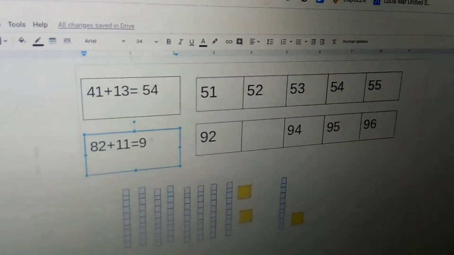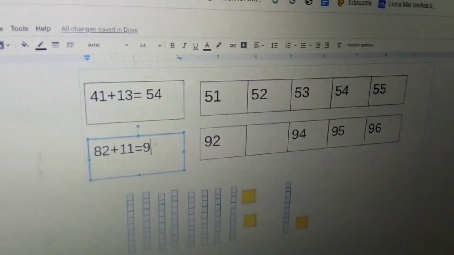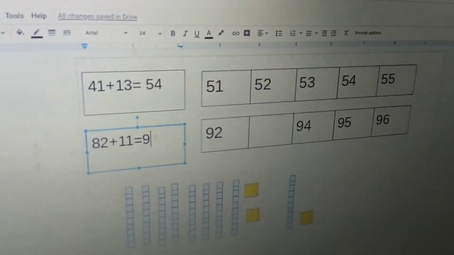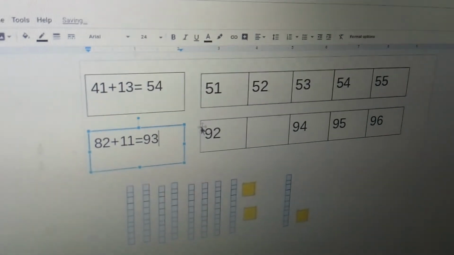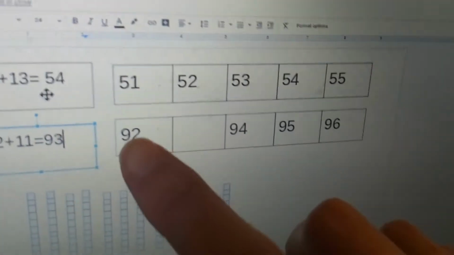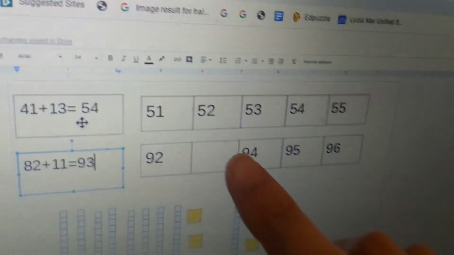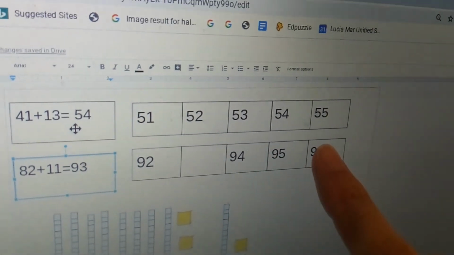3, because I see 1, 2, 3. So my total number, or sum, is 93. And that makes sense because let's look at our number line here. 92, blank, 94, 95, 96.